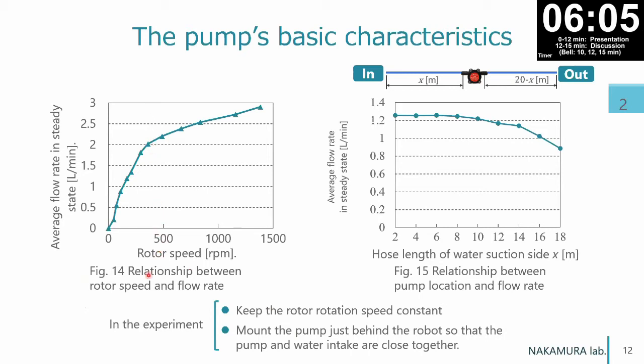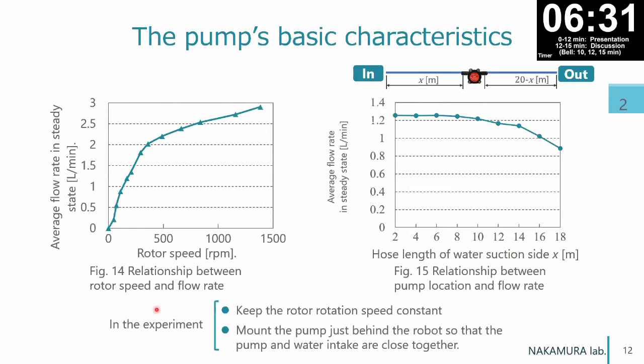Figure 14 shows the relationship between the rotor speed and flow rate. As rotation speed increases, flow rate also increases. Figure 15 shows the relationship between pump location and flow rate. As the distance between the pump water intake and the pump increases, the flow rate decreases.